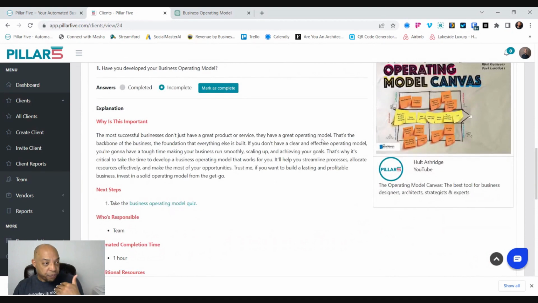First of all, this thing is going to tell me, what do I need to do? Have you developed your business operating model? That's either a yes or no question. Very simple. Then it tells me why they are important. I can tell you, if you don't streamline your processes and you don't understand how your organization works, who your customers are, what your mission is, what your value is, you'd think of it almost like a business plan, but it's more detailed. Okay.